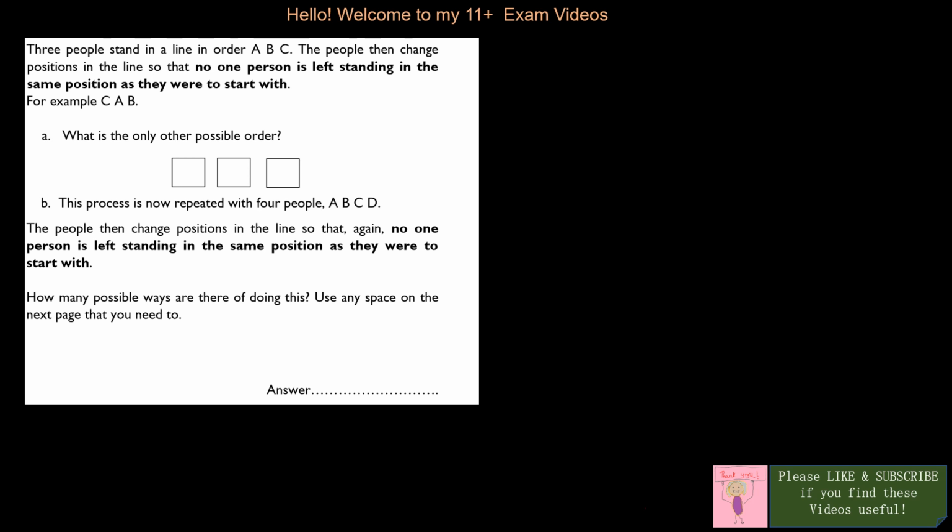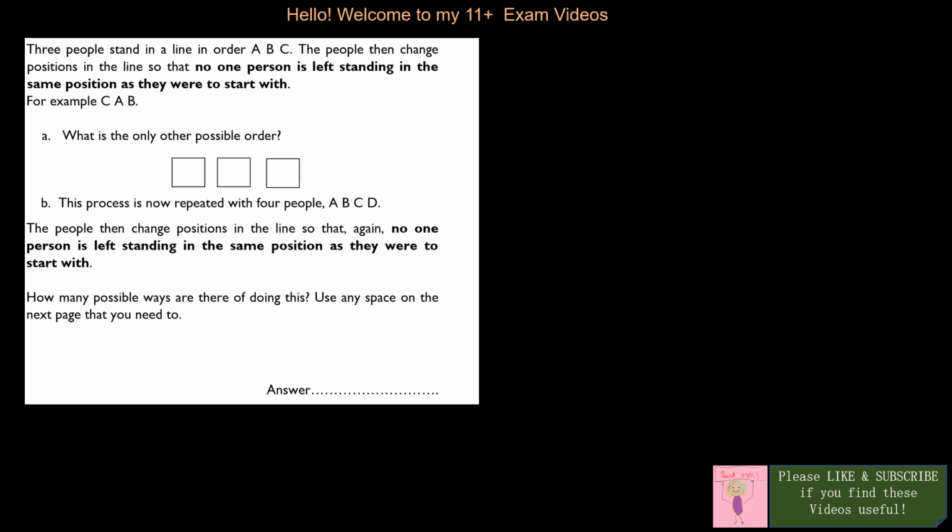These are some of the questions I have picked up from a specimen paper. So let's get started. The first question is: three people stand in a line in order A, B, C. The people then change positions in the line so that no one person is left standing in the same position as they were to start with. For example, C, A, B.